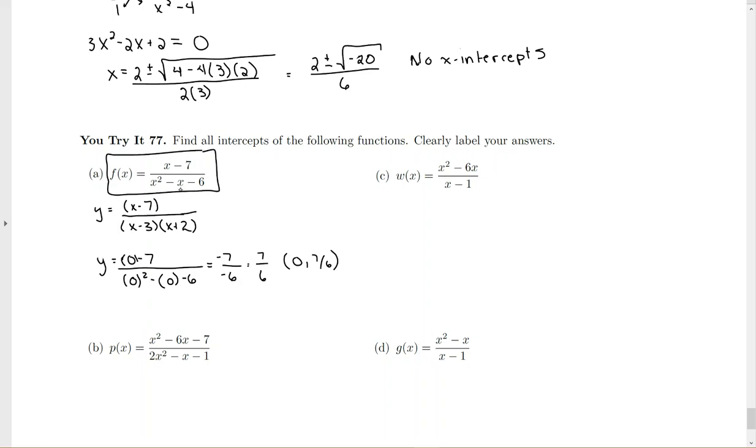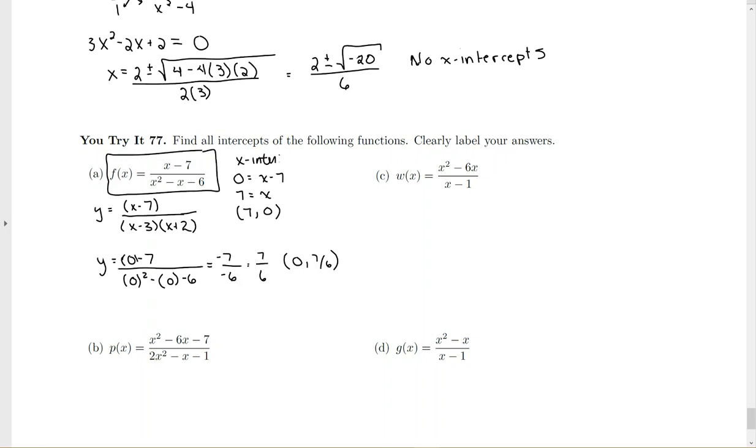And then for the x-intercept, again, I can just set the numerator equal to 0. Get a little tight in here, but we'll just squeeze it in here. Set the numerator equal to 0. Add 7 to both sides. So I've got an x-intercept at (7, 0).